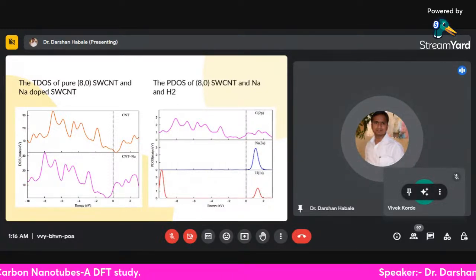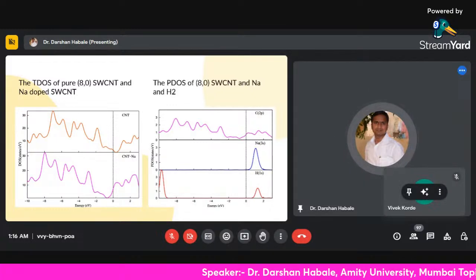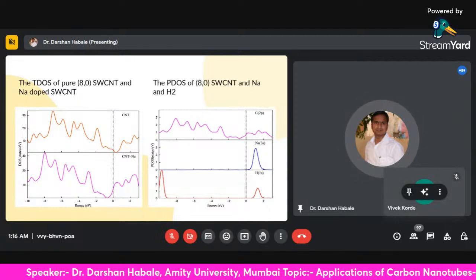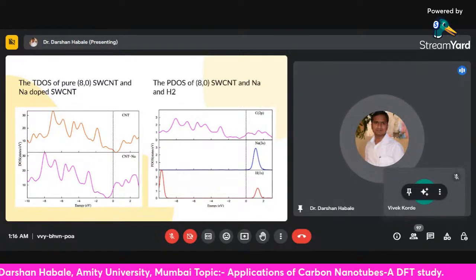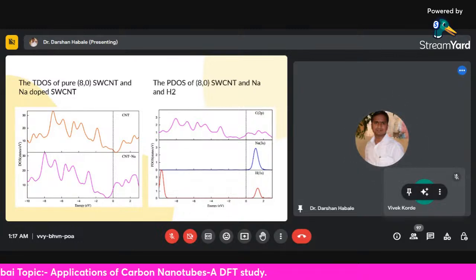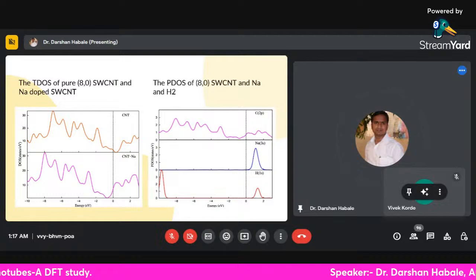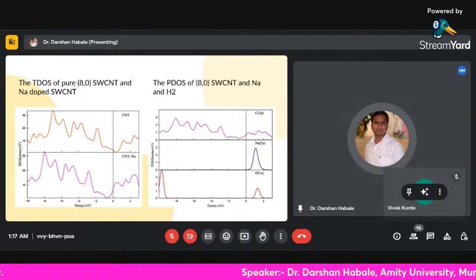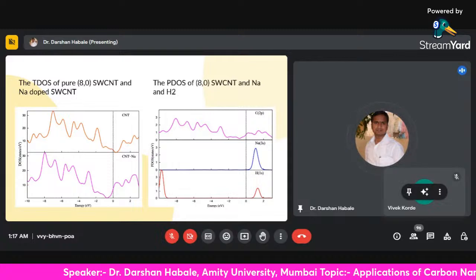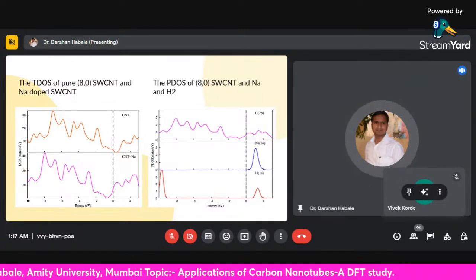You can clearly see this orange color plot is of CNT. This is the total density of states for pure H0 SWCNT, and the one below, in purple color, is the sodium doped SWCNT. So before doping, for crystalline CNT, we have this kind of density of states. Now, what is this dotted line? This is the Fermi level. These are the states below the Fermi level, and these are the states above the Fermi level.